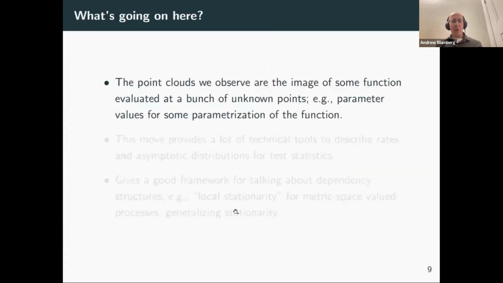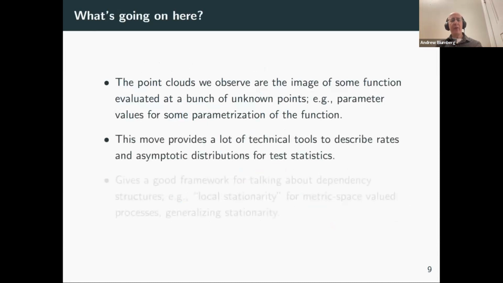Okay, so now I'm just repeating what I just said: the point clouds we observe are the images of some function evaluated at a bunch of unknown points. And we think of those as a parameterization of the geometric object.